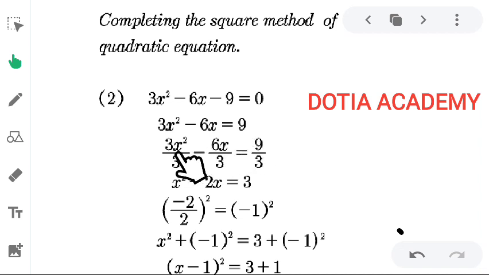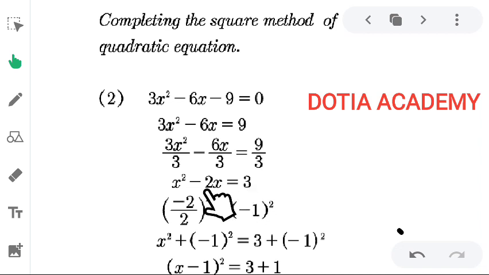So you divide all through by 3, the coefficient of s squared. The next thing you are going to do is divide all through by the coefficient of the square. When you divide all through, you have 3s squared divided by 3 minus 6 divided by 3 is equal to 9 divided by 3. So you have s squared minus 2s is equal to 3, since 3 goes into 9 three times.